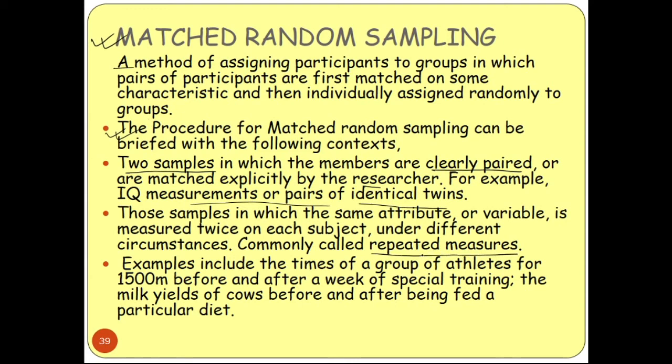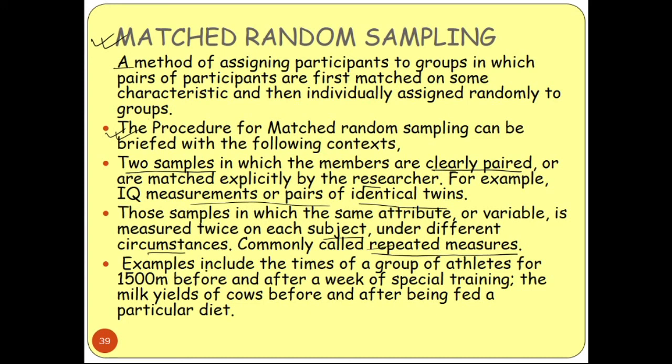So in matched random sampling, you need to take samples on some identical pairs, or samples in which the same attribute or variable is measured twice on each subject. That is repeated measures. But the circumstances are different. The surroundings are different, but the pairs are the same. So this is called repeated measures.